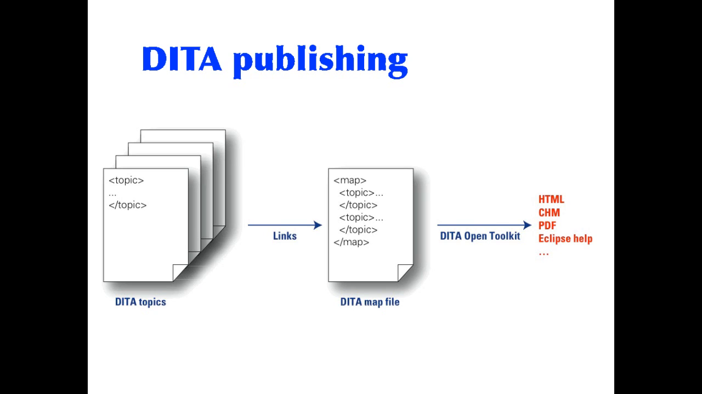And then when you take the map file and run it through the Dita Open Toolkit, you get various kinds of output potentially. So that's kind of what the publishing tool chain looks like. And again, there are other ways of publishing other than the Open Toolkit, but if you want a pure open source, everything based on the Dita standard, then this would be kind of your baseline that you would start with.